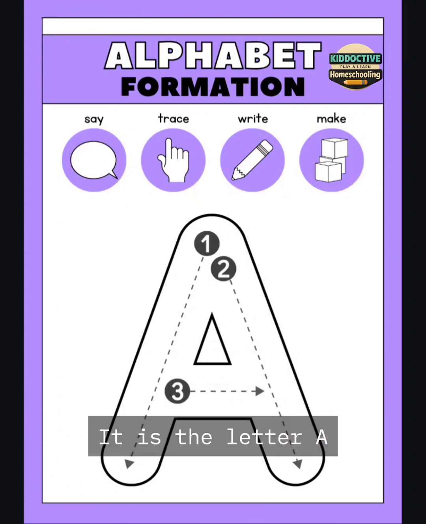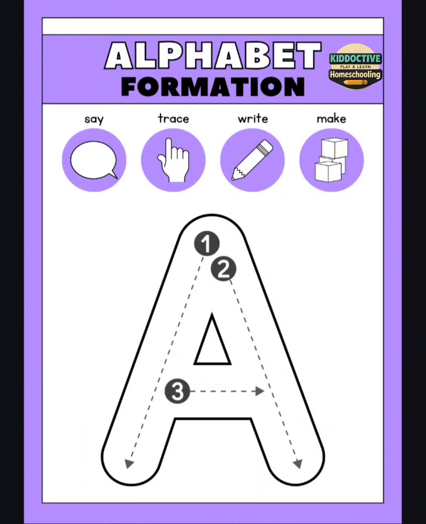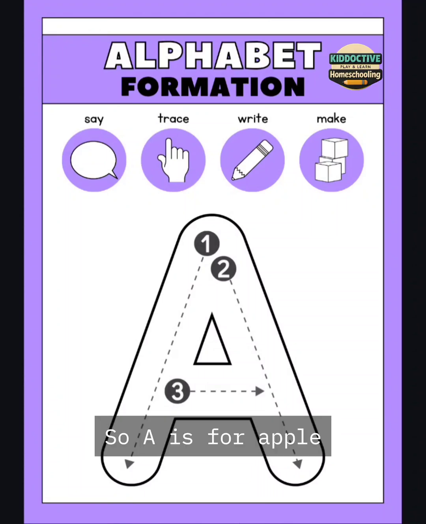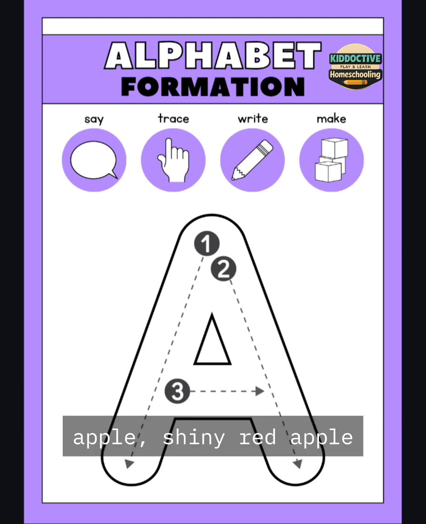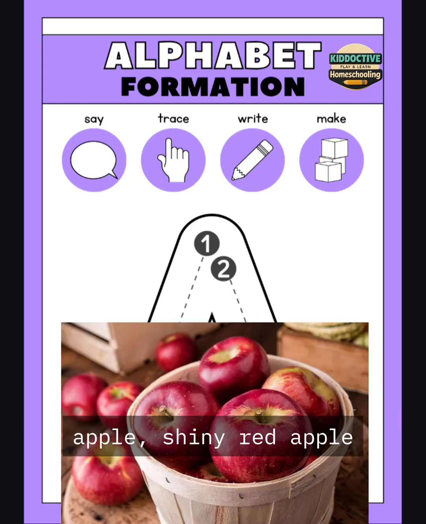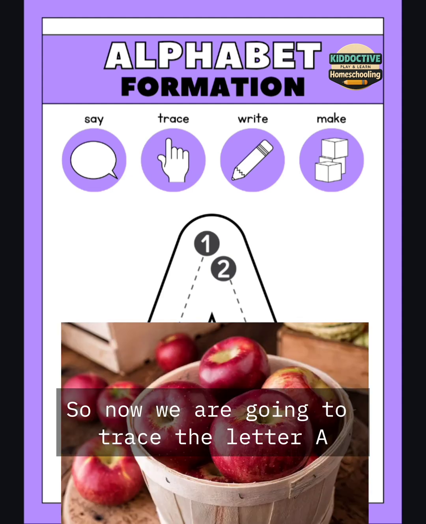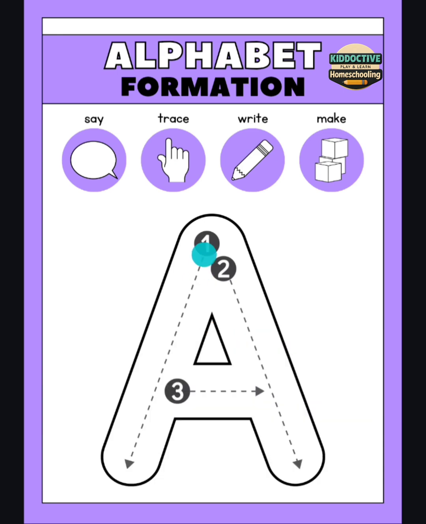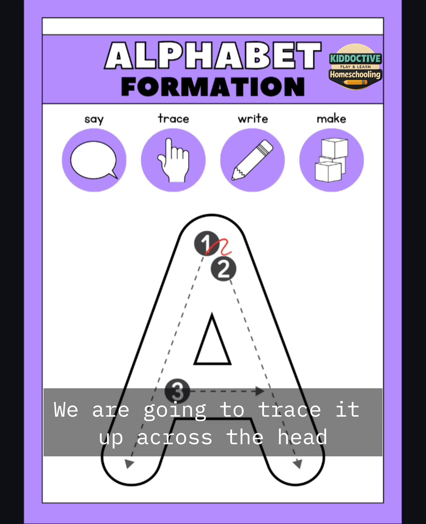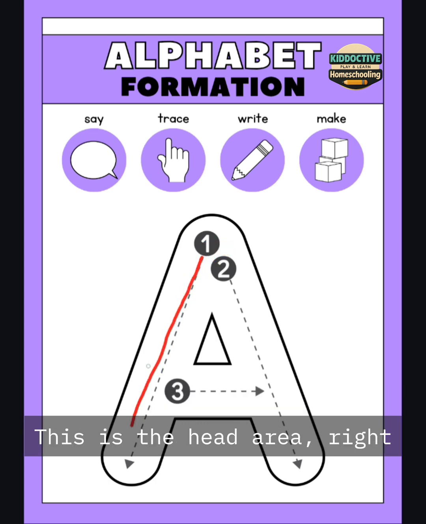It is the letter A. So, A is for apple. Apple. Shiny red apple. So, now we are going to trace the letter A. How to trace that? We are going to trace it up across the head. This is the head area, right?